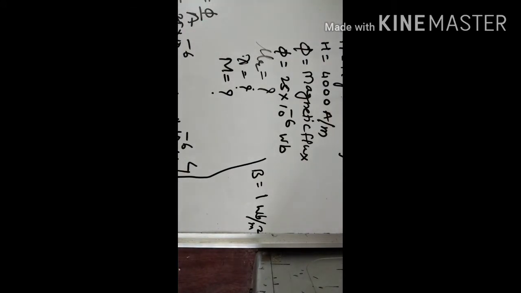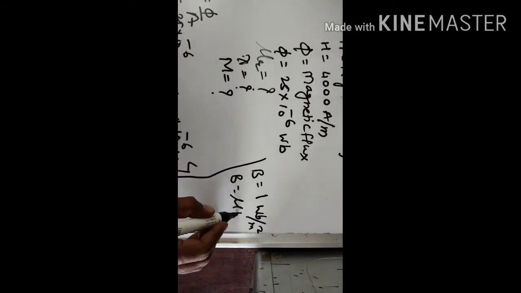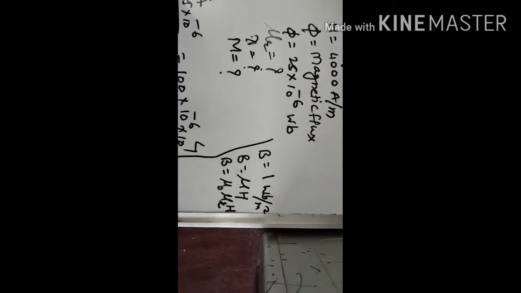Now we have to go to the relative permeability. One formula is there: B is equal to mu into H. So B is equal to mu, where mu is mu naught mu r, permeability of free space times relative permeability, into H. Now we can substitute the values. Mu naught is 4 pi into 10 to the power minus 7. What is H? Everything we have calculated. B we know, mu naught we know, H we know, so we have to calculate mu r now.